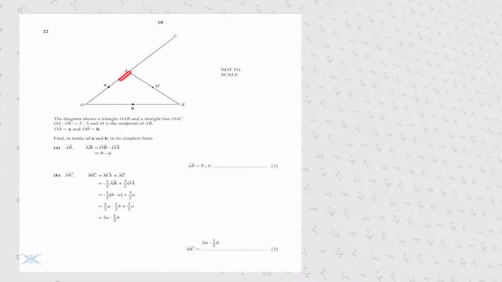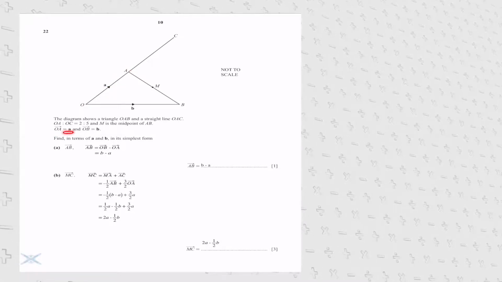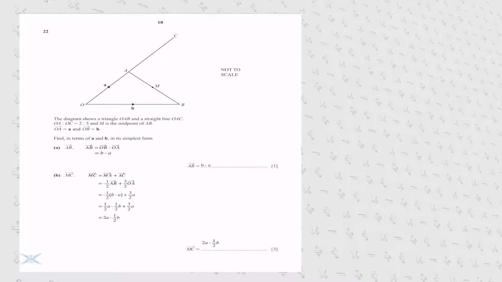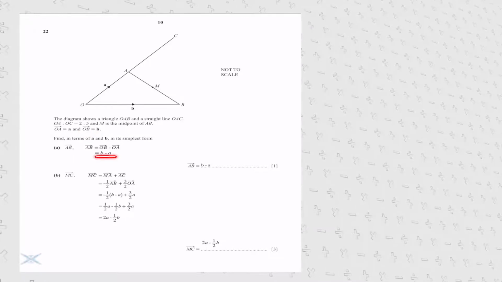And since for the first part we are moving from A to O, this path would be represented by the expression negative a. Following from O, moving to our endpoint B, we are traversing OB, which is represented by b. Thus the solution in this case is b minus a.